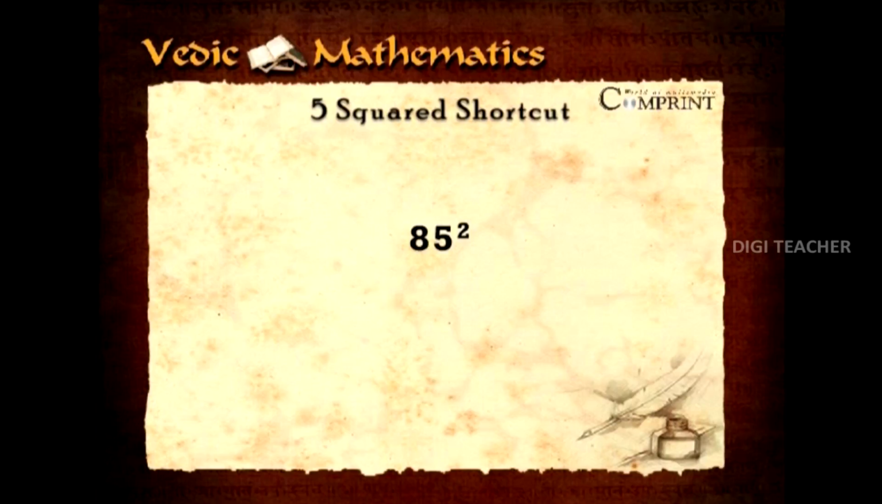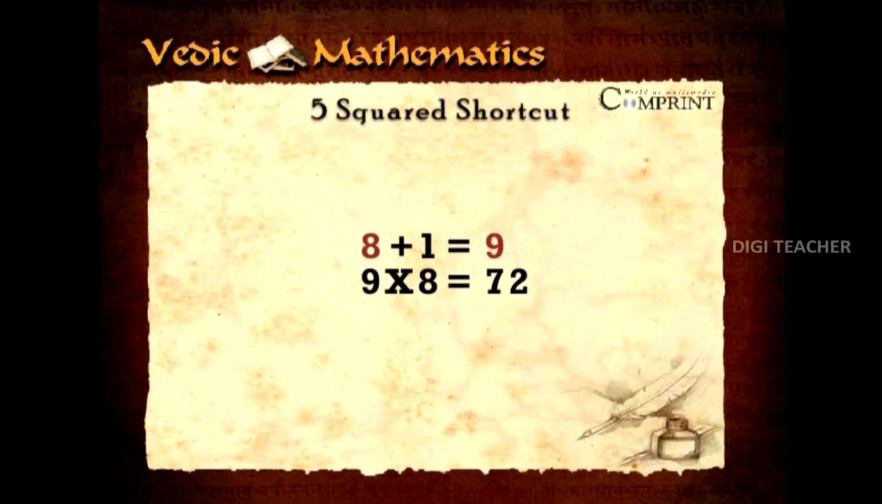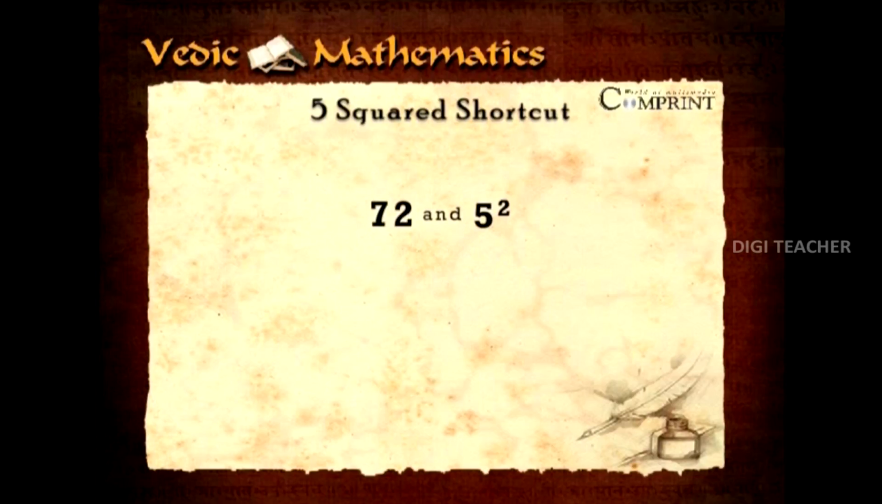Split the number apart, 8 and 5 square. Again, forget about the 5 square. Add 1 to 8, which is 9. Multiply 9 by the first number, which is 9 multiplied by 8 equals 72. Now, put all the numbers together, 72 and 5 square. 5 square, we are already aware, is 25. So, the answer is 7225. Try it out in a calculator once you have done it.